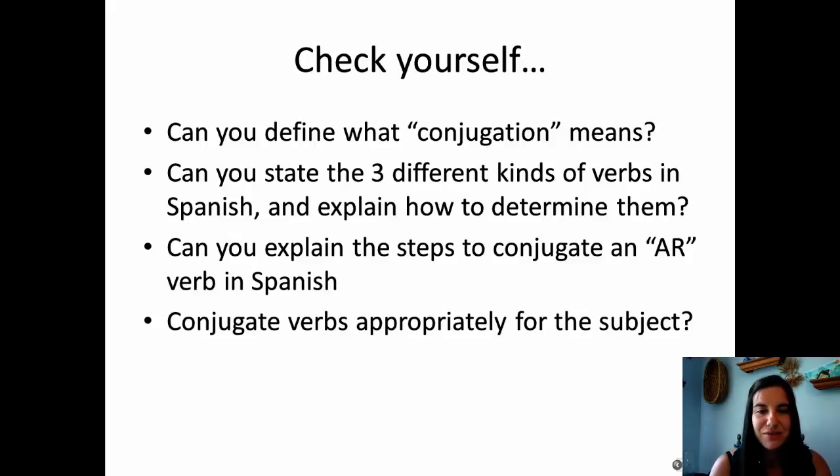Time to check yourself. Can you define what conjugation means? Can you state the 3 different kinds of verbs in Spanish and explain how to determine what kind of verb it is? Can you explain the steps in conjugating AR verbs? And can you appropriately conjugate for the subject? Good job. Talk to you soon.